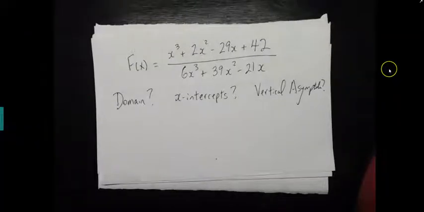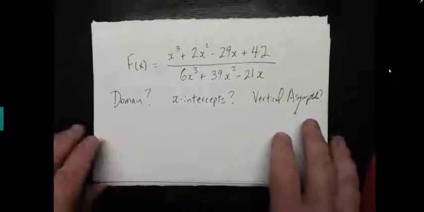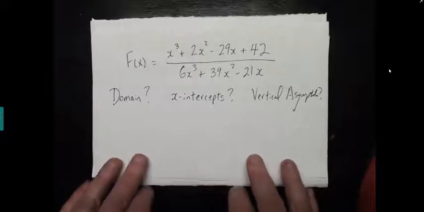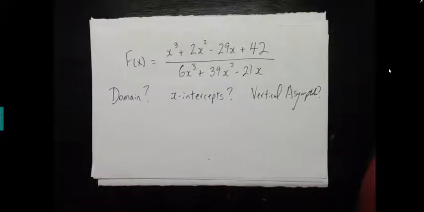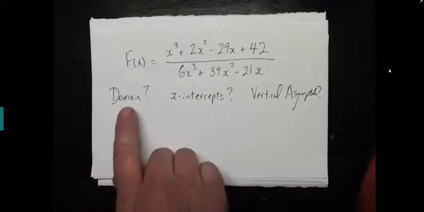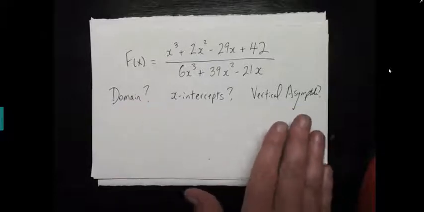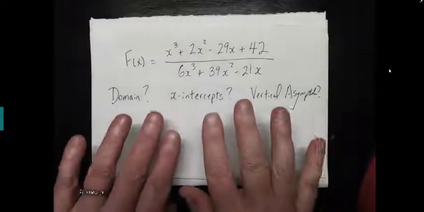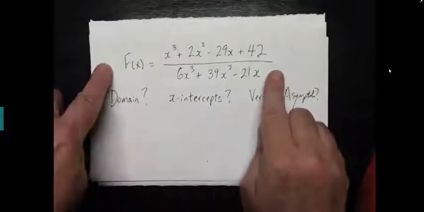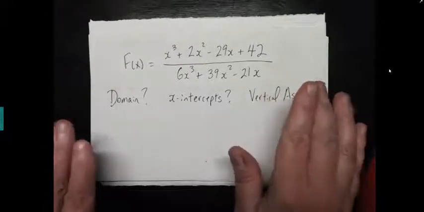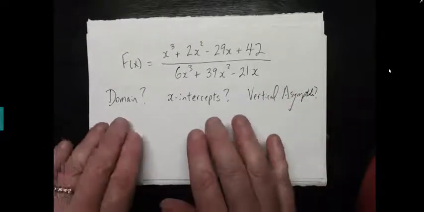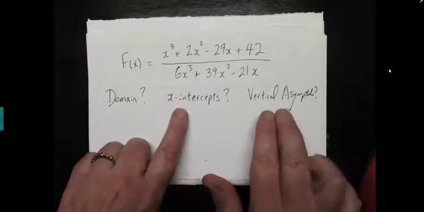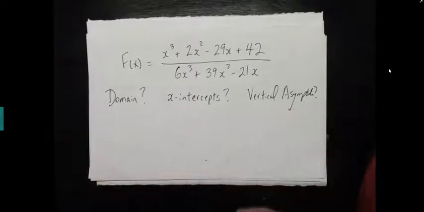Alright, for this video we're going to look at taking a rational function like the one described here, f of x, and then finding the domain, x-intercepts, and vertical asymptotes. The key to doing this is you have to factor, because this is the type of rational function where, if you try and put it in your graphing calculator, you're not going to see any of these without knowing where to zoom in.